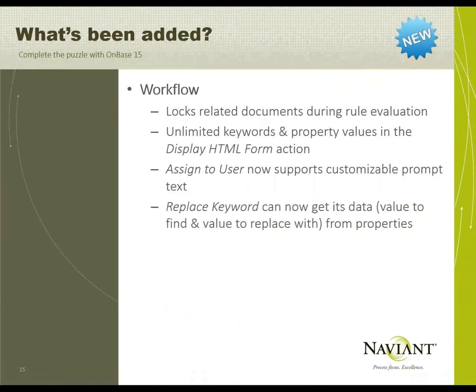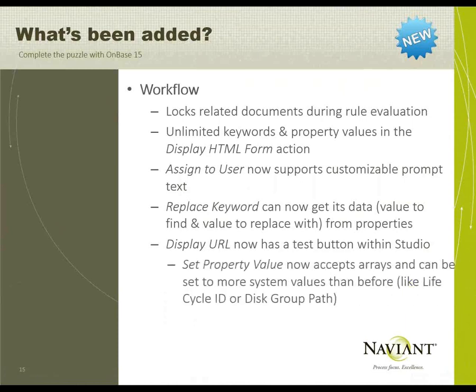Replace keyword. It can now get the data from properties, finally. And that's not just the value to find, but also the value you can replace it with. You can pull those out of workflow properties now. The display URL action has a test button. So when you put your URL in, you don't have to go through and actually do the ad hoc task from Unity client anymore. You just hit the test button, see if it comes up correctly.